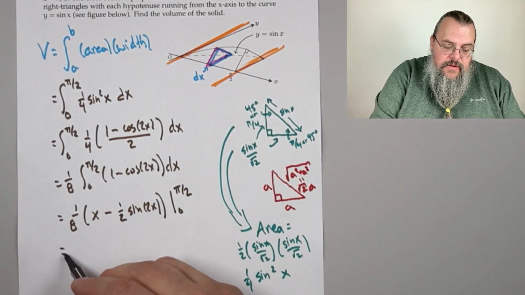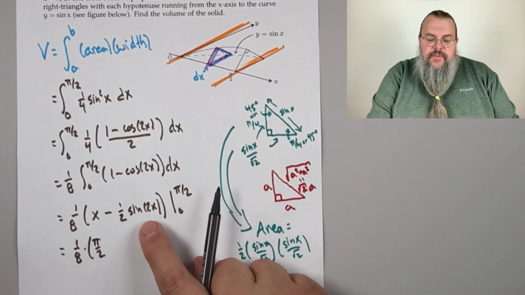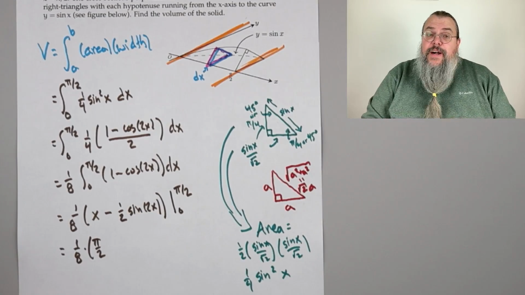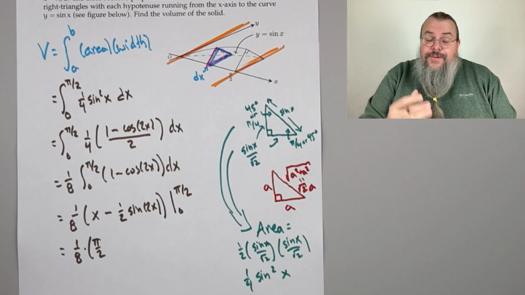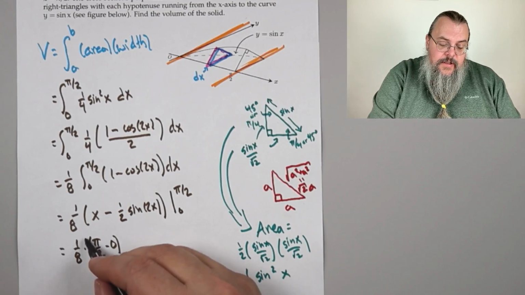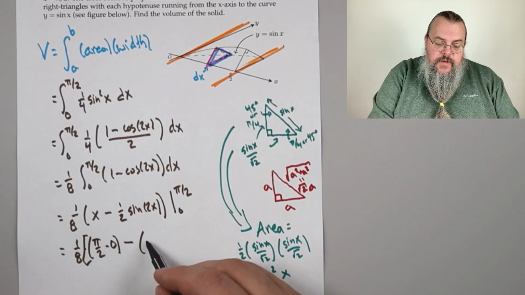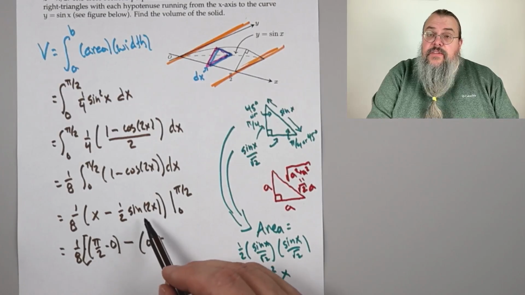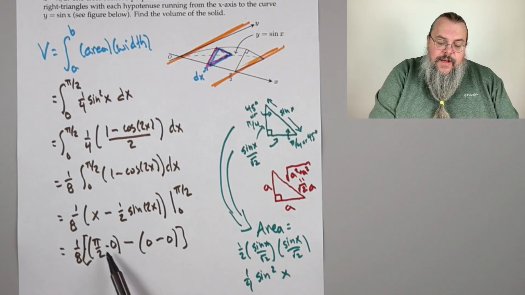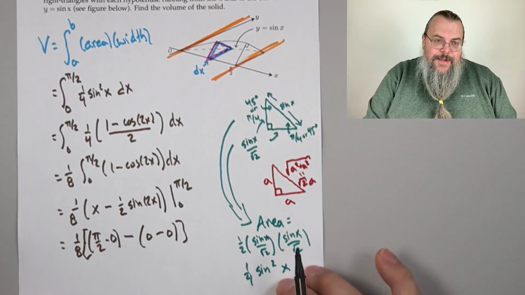Well, what do we have? 1/8 times pi over 2. Then we have sine of 2 times pi over 2. Sine of pi is 0. Okay, 0. Great. And we'll subtract. Now plug in 0. Well, 0 minus 1/2 sine of 0. Sine of 0 is 0. Wonderful, lots of zeros. 0 is a good friend. We like it when we get a lot of zeros.